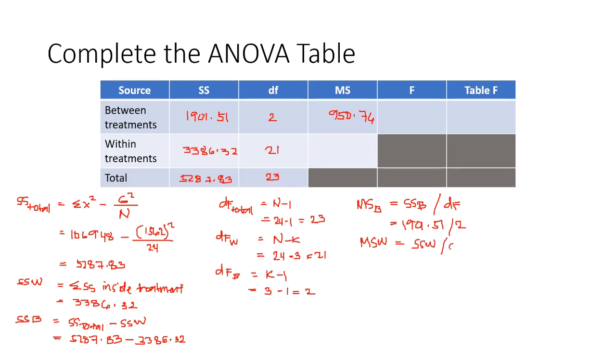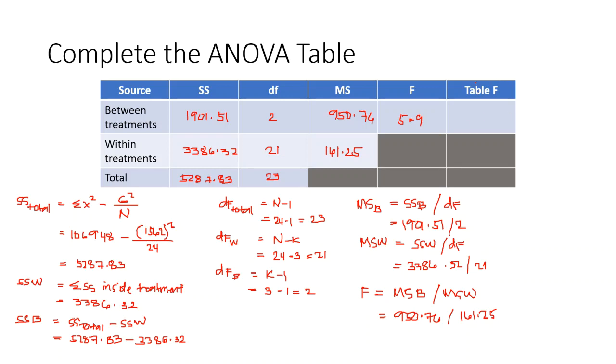For the MSW, we have SSW divided by DF. So this one divided by this is equivalent to 161.25. Okay, so that is again 3,386.32 divided by 21. So that is 161.25. Now for the F, that is just the division of the MSB by MSW. So our calculated F is MSB divided by MSW. So basically 950.76 divided by 161.25. So that is equivalent to 5.9.